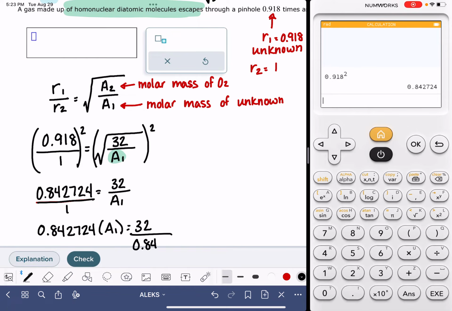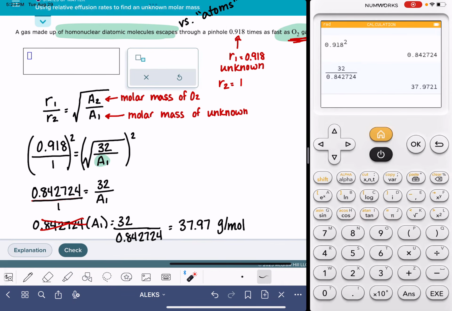On the left-hand side, 0.842724, cross that off. 32 divided by that is 37.97. That is my atomic mass, or my molar mass, of A1.